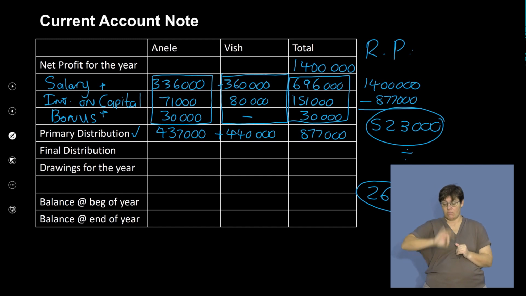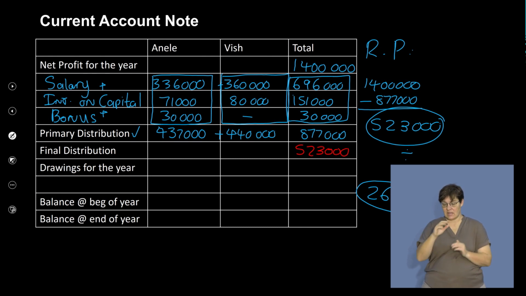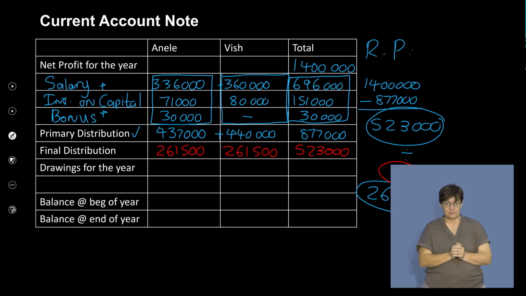Right, so remember my remaining profit, right? Final distribution, remaining profit, 523,000, okay? 523,000 was shared equally between the 2 partners. So each partner's share of remaining profit, 261,500. Okay, right, now that that's done and dusted, let's now look at, in total, what was Anele's share of the remaining profit as well as her primary distribution.